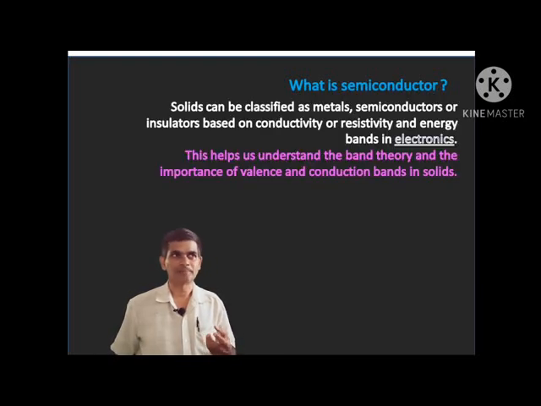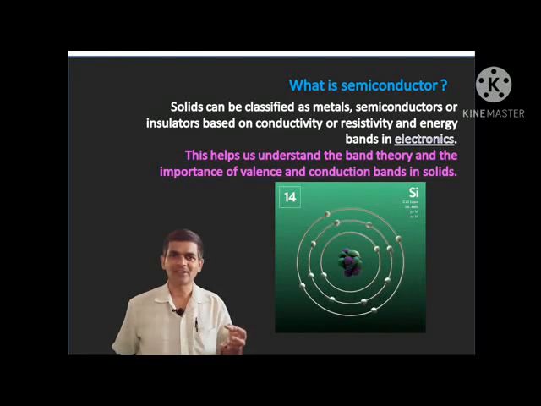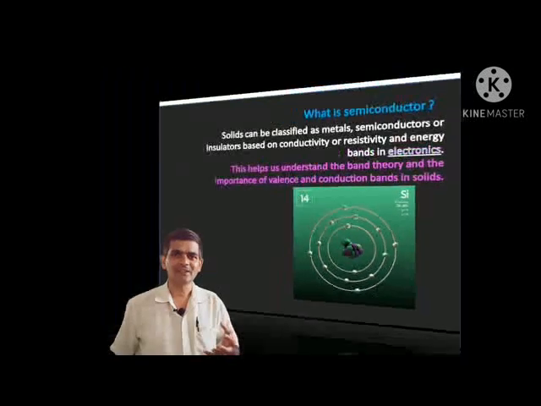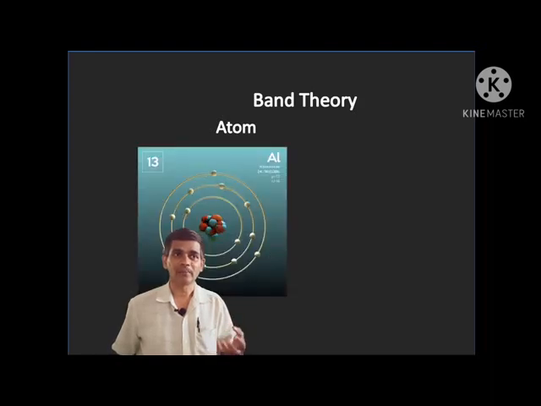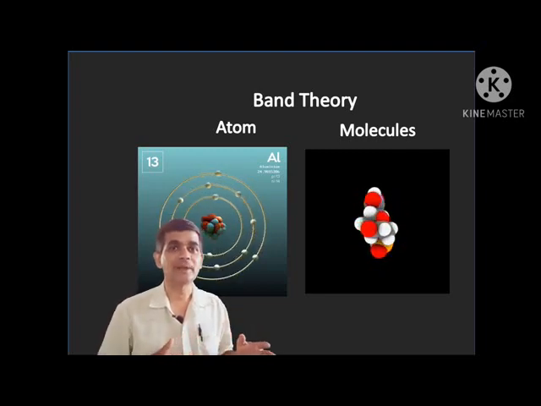What is a semiconductor? Solids can be classified into three types, that is metals, insulators and semiconductors, based on conductivity or resistivity or band structure. Now, based on band theory or band structure, we can understand how it is classified, and about these things we will discuss first. Band theory explains this classification of solids based on their energy band structures.